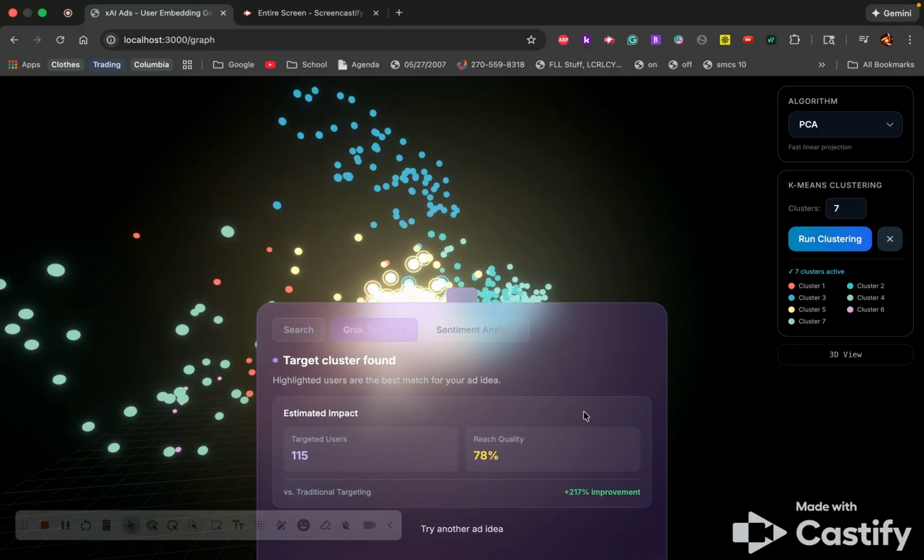The way we benchmark traditional targeting is using static variables and static representations of users. So, for example, just using their posts, without doing any emotion analysis or sentiment analysis, and without categorizing them and finding a community for them. Now, the final thing is something called sentiment analysis.